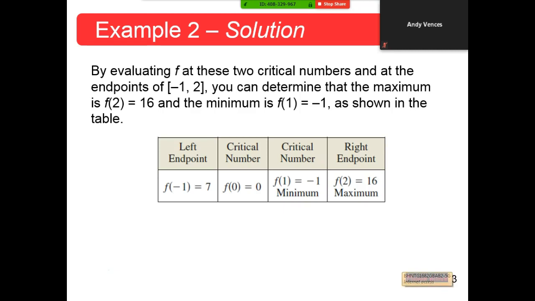Does that make sense? Let's see if they show us a picture.